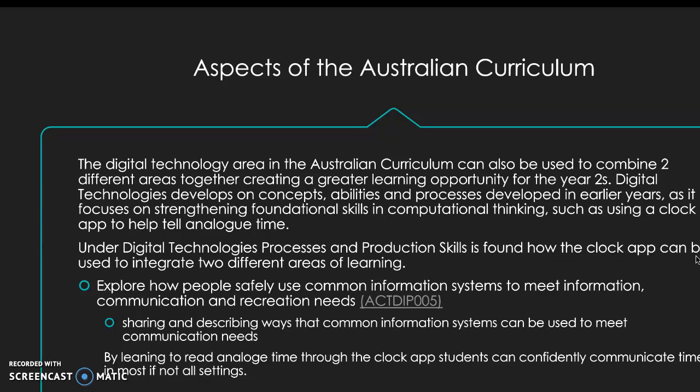So this is explore how people safely use common information systems to meet information, communication and recreational needs. I saw this as Year 2 students learning to read analog time so they can better, as they grow older, work time into their time management, and also being able to read the time. So parents could give them a time saying I'll be home by 10:30, and kids will be able to look at the clock and say, okay, my parents will be home at this time. This is expanded into sharing and describing ways that common information systems can be used to meet communication needs, such as I just said.